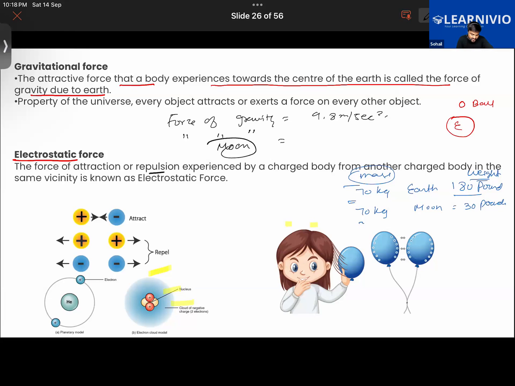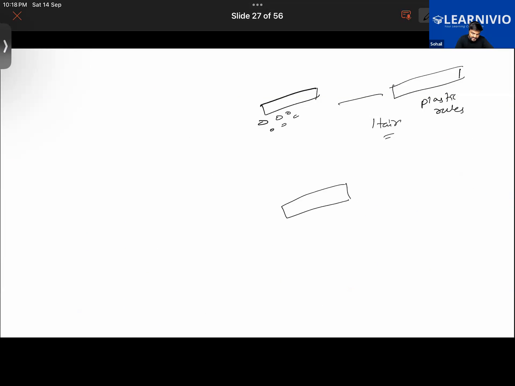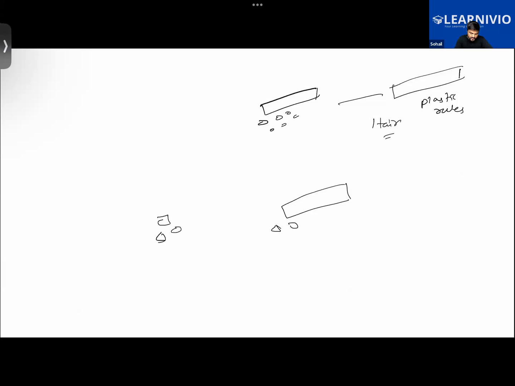It's a force of attraction or repulsion experienced by a charged body from another charged body in the same vicinity. That is called electrostatic force. In the same vicinity means that it has to be close by to the other object. If it is kept too far away, say I have the plastic ruler here and the pieces of paper there, attraction is not going to take place. It has to be here, in the same vicinity. Then only the attraction will be possible. So that is the case of electrostatic force.